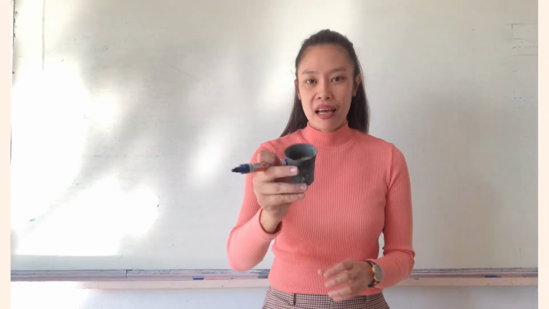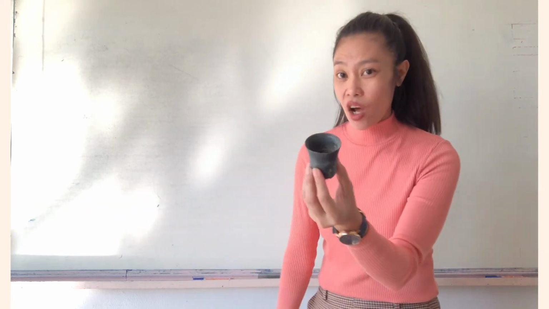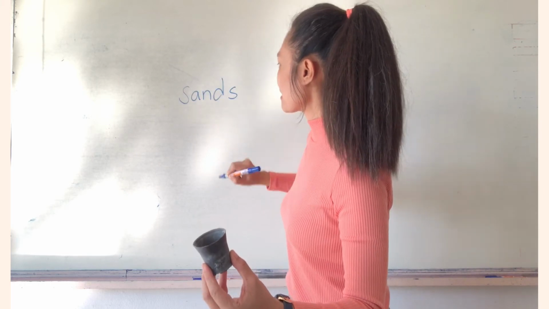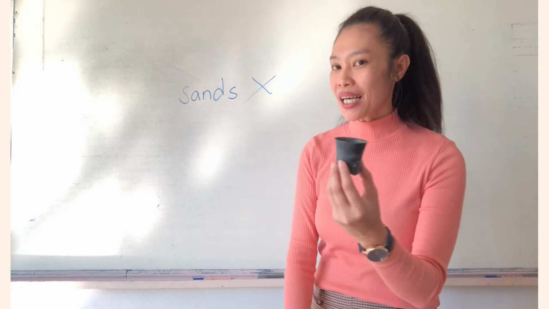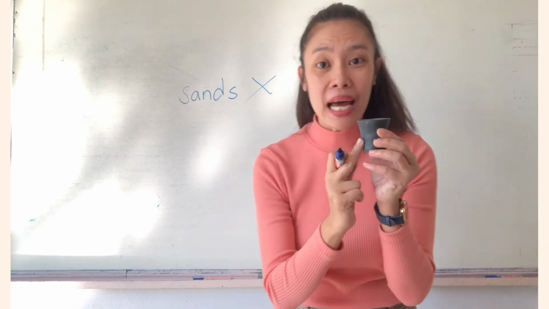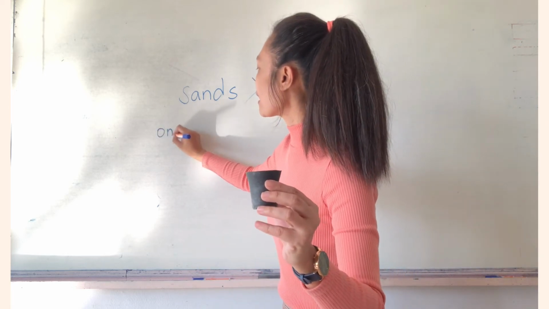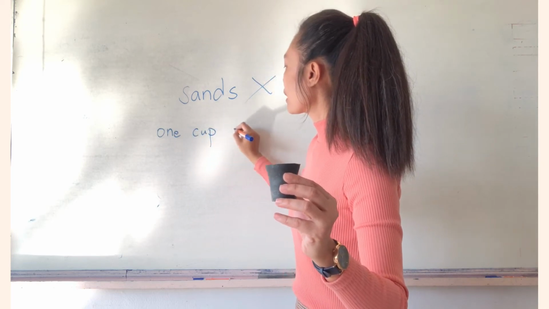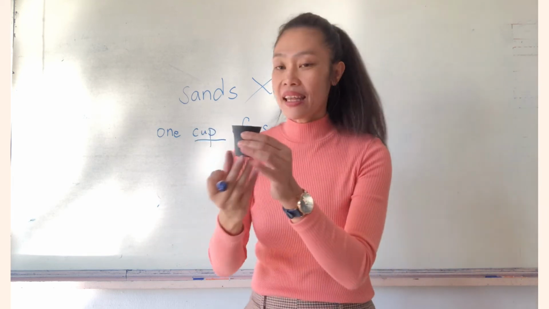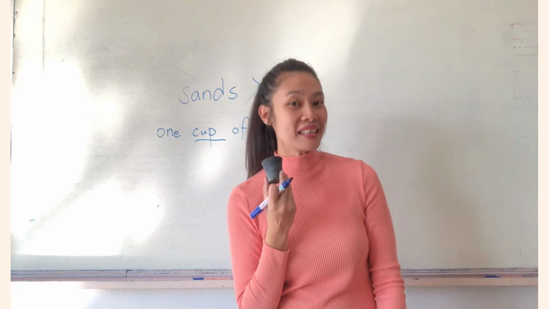Next. Sand. The sand on the beach. We cannot say sands, but we can say, what is this? That's right, cup. We can say 1 cup of sand. 1 cup of sand. All right?